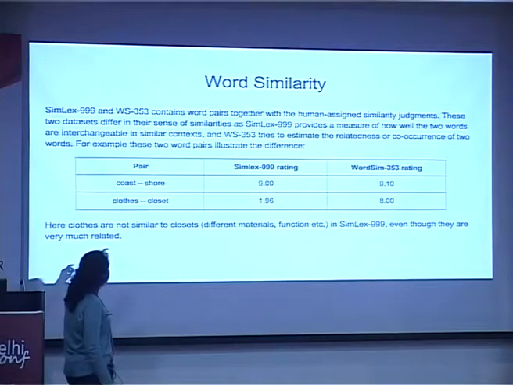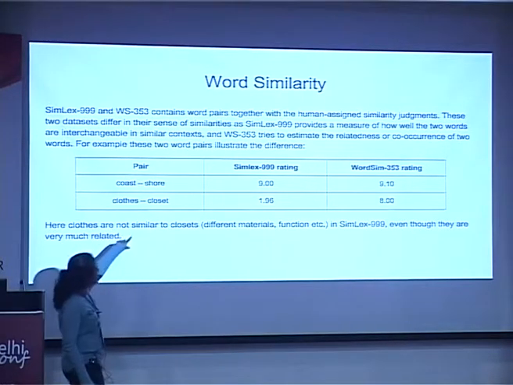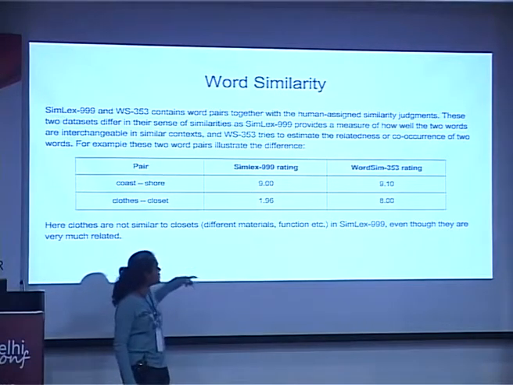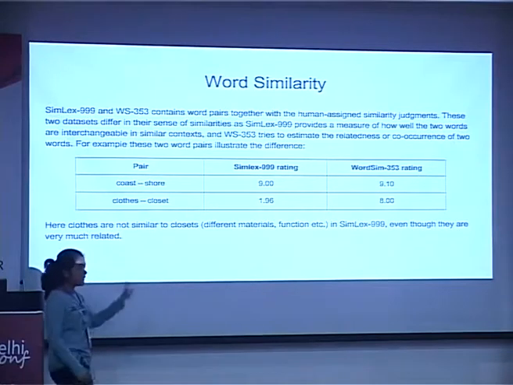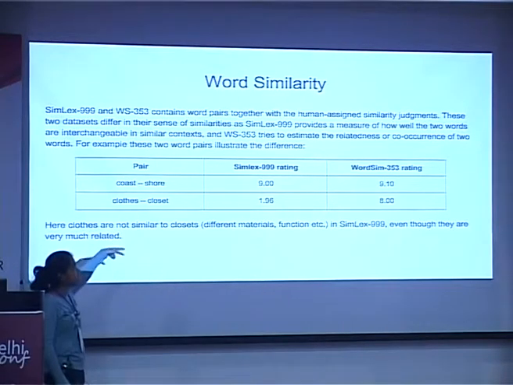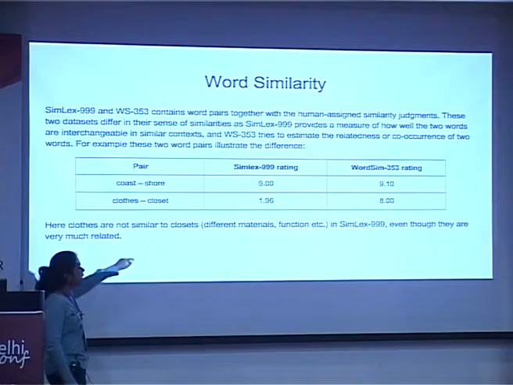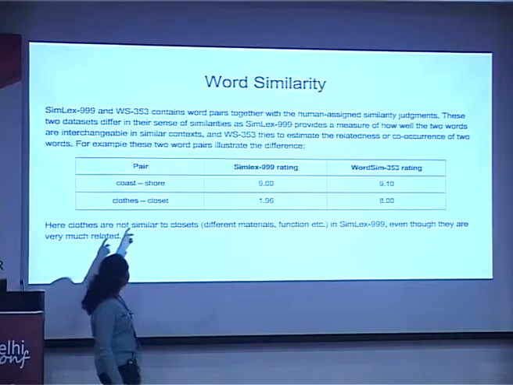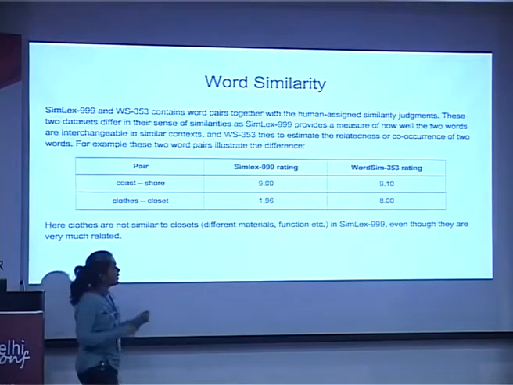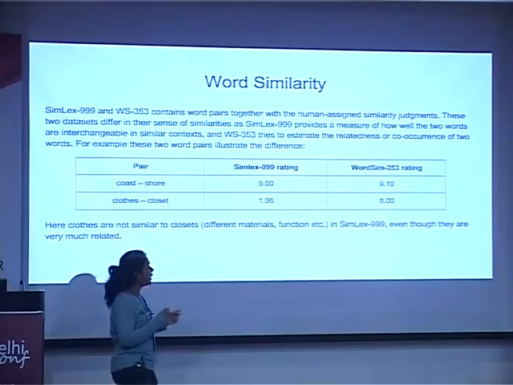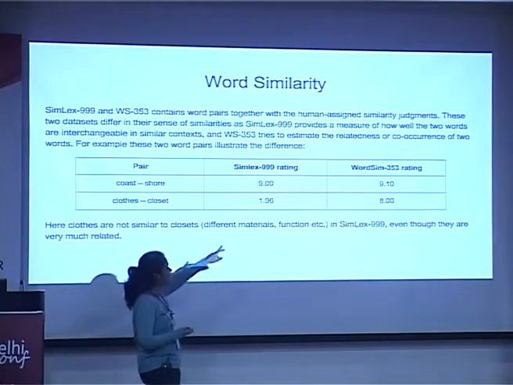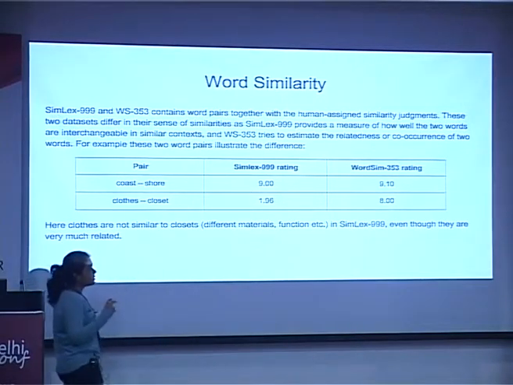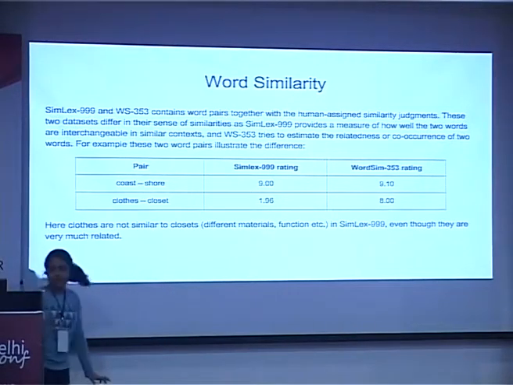And this is an example. For clothes and closet, the SimLex rating is 1.96, which is very low because it addresses syntactic similarity, and these two words cannot be exchanged. And WordSim is quite high because these are very much related. In contrast, coast and shore are exchangeable too, and they are obviously related. So it has a high rating in both of the test data sets. This is the basic difference between these two test data sets.